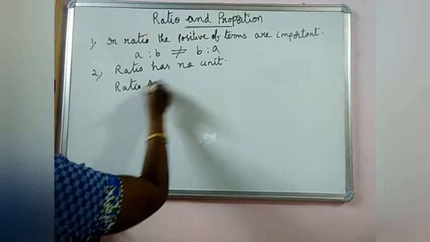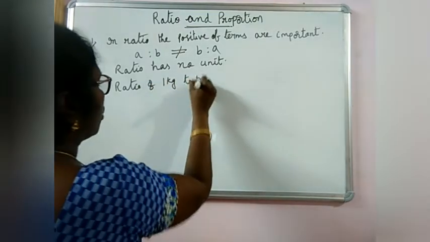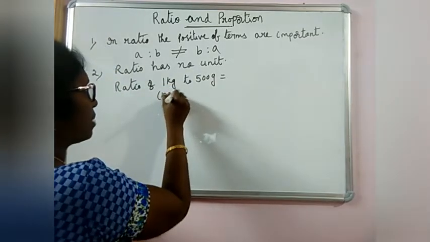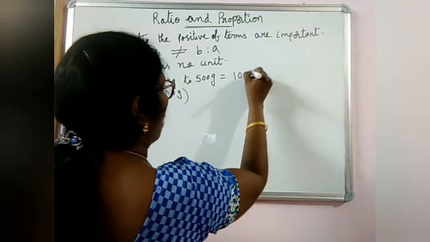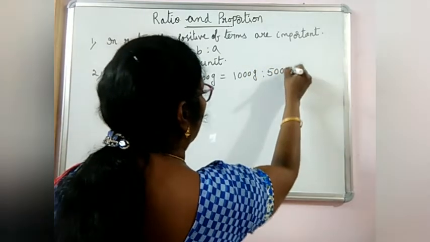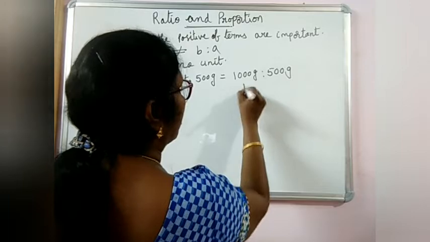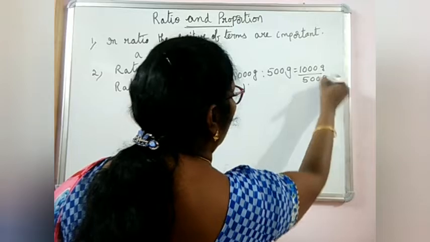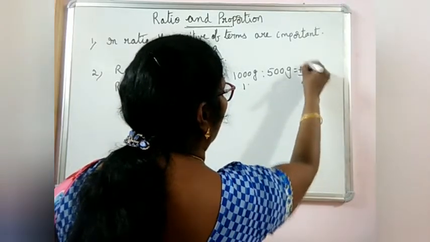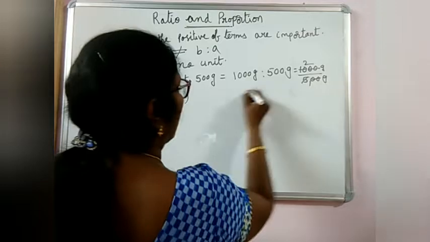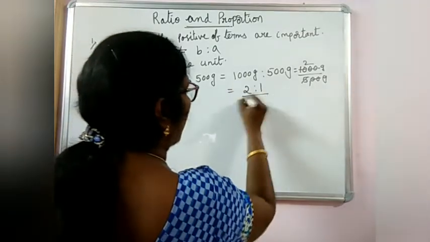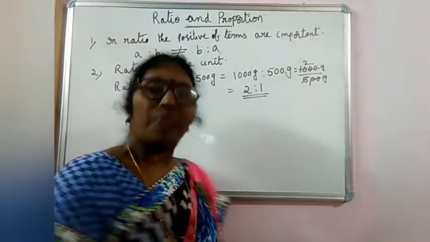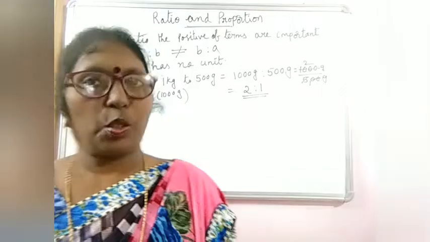Ratio of 1 kg to 500 grams. 1 kg means 1000 grams, so it can be converted: 1000 grams is to 500 grams. Grams will be cancelled. That equals 1000 by 500. When we write, 2 zeros cancel, 500, 5 2s. So that is equal to 2:1. That's why here no unit comes. No need to write the units.